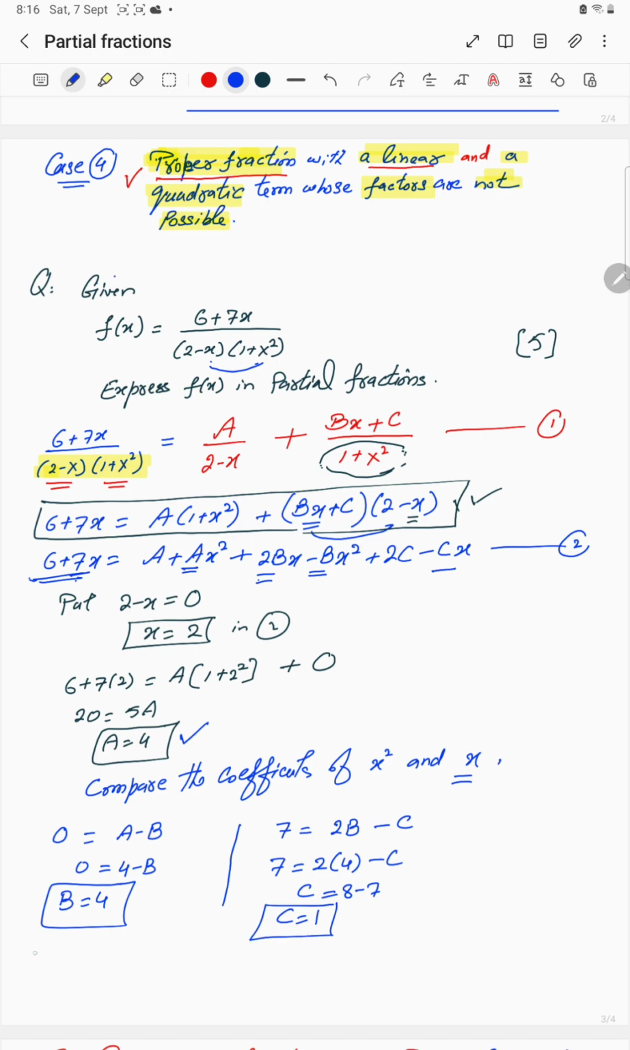So our final partial fraction, after finding the values of the unknowns A, B, C, is the final answer. I'm going to show this now: 4 over (2 minus x) plus, what was B? B was 4, so (4x plus 1) divided by (1 plus x squared). So that's my final answer. I hope it is clear.